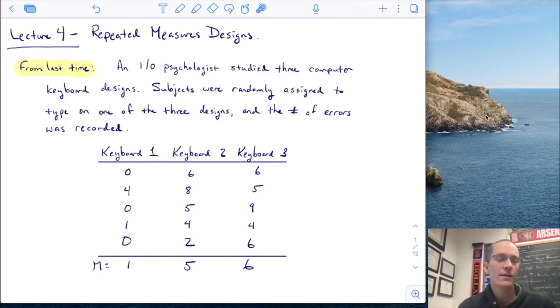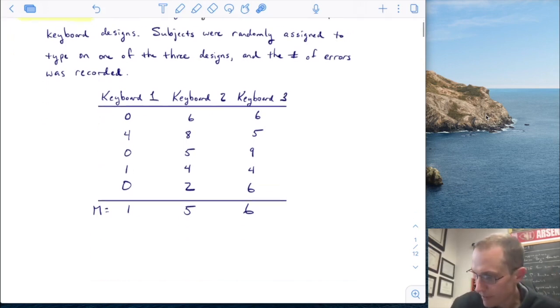And here we had an industrial organizational psychologist who was looking at computer designs and was recording the number of errors that were done by 5 people in each of 3 independent groups who each were assigned a different keyboard. And you can see here that keyboard 1 seemed to come out on top, right, because it had the smallest number of errors. And we wanted to come to that conclusion with a nice consistent way of looking at these data. And the way we did that was with the analysis of variance.